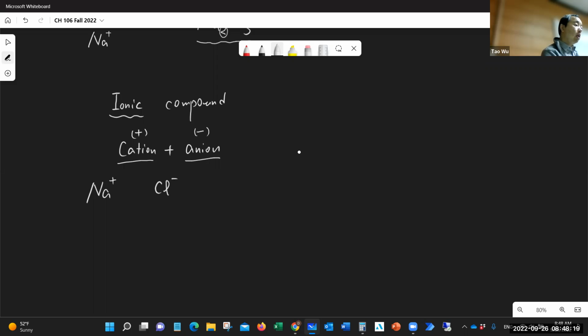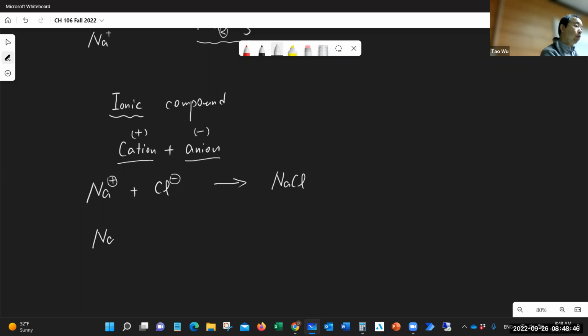One is positive one and the other is negative one. When they make an ionic compound, obviously one sodium combined with one chloride is going to make sodium chloride, and the positive charge and the negative charge are balanced. Then they are going to make a compound, right?